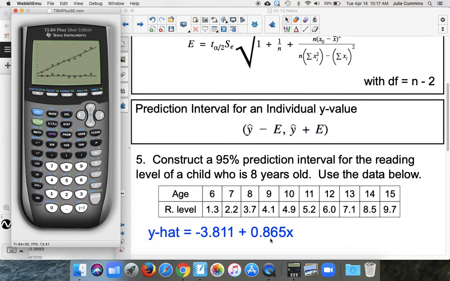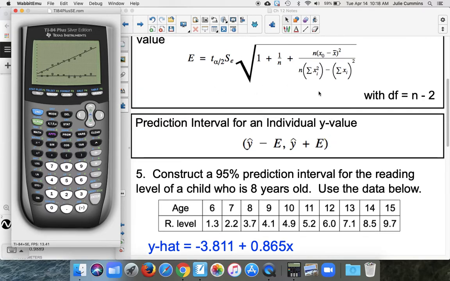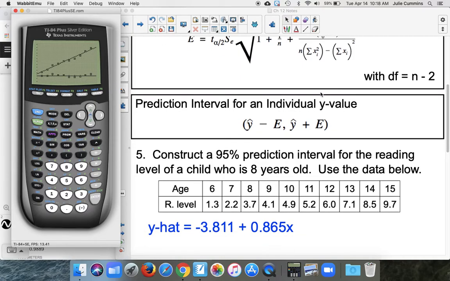So we're going to actually do this one: construct a 95% prediction interval for the reading level of a child who's 8 years old using this data. This is the same data we've been working with, so hopefully it's still in your calculator. Now, the bad news is the calculator doesn't do this directly. You are going to have to slog through this formula a little bit. Let me walk you through it.